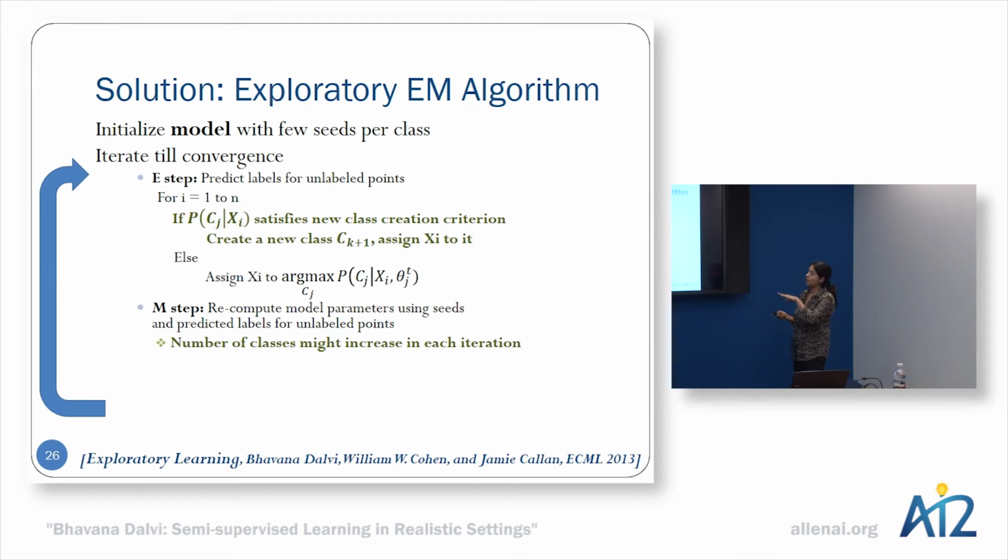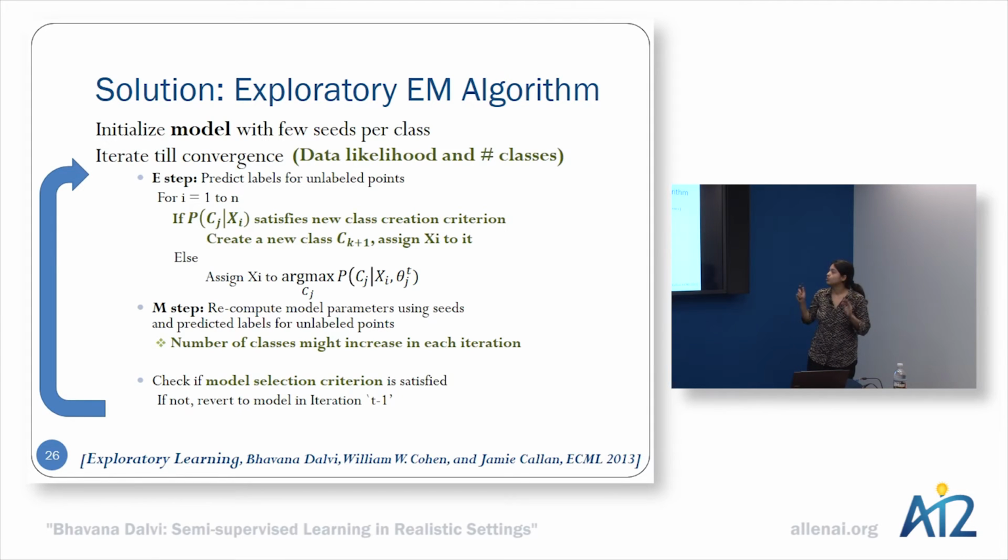Finally, to avoid creating too many classes, we do model selection at the end of each EM iteration. Here we are checking whether the model selection criteria is satisfied. We compare two models, one with the addition of extra classes and one with the same number of classes as the previous iteration. Whichever model gives the best penalized log likelihood score wins and goes to the next iteration. The iterations continue till the data likelihood as well as the number of classes have converged. Okay, so this is the procedure. It's a simple change in the EM algorithm.